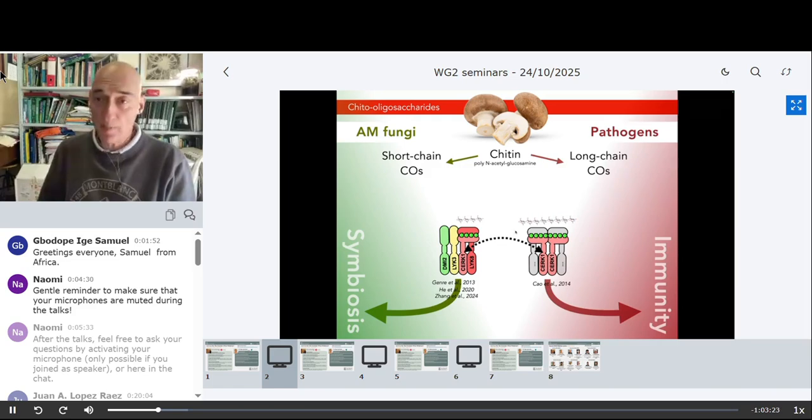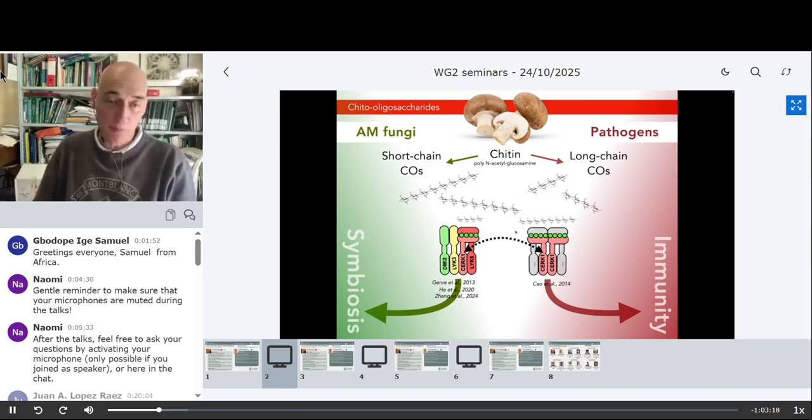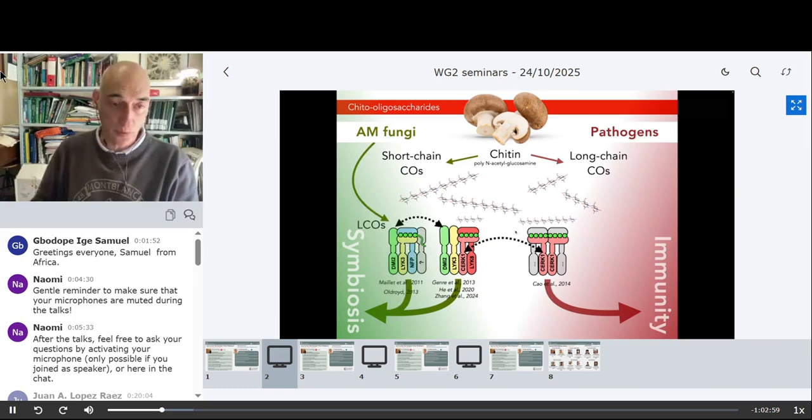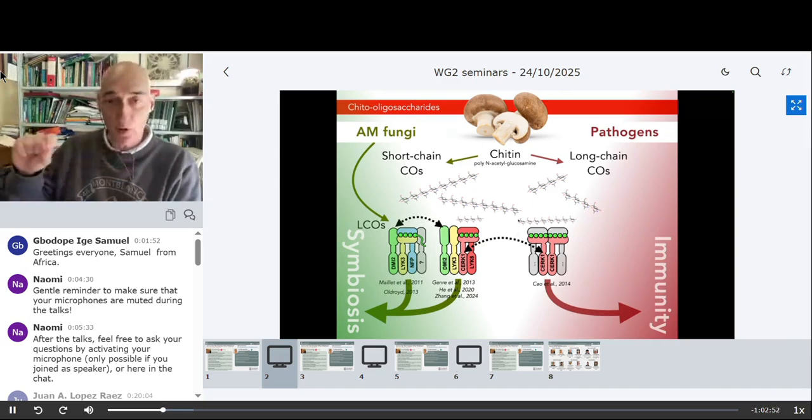Okay, so far so good, except that it has been very clear since the beginning that both mycorrhizal fungi and pathogenic fungi actually produce a mix of COs of different length, both long and short chain COs. So this is complicating things a little bit. But in the same period, other groups also highlighted that mycorrhizal fungi produce a variation of these chitin-derived molecules, lipo-chitooligosaccharides, where the chitin backbone is added with a lipid tail.